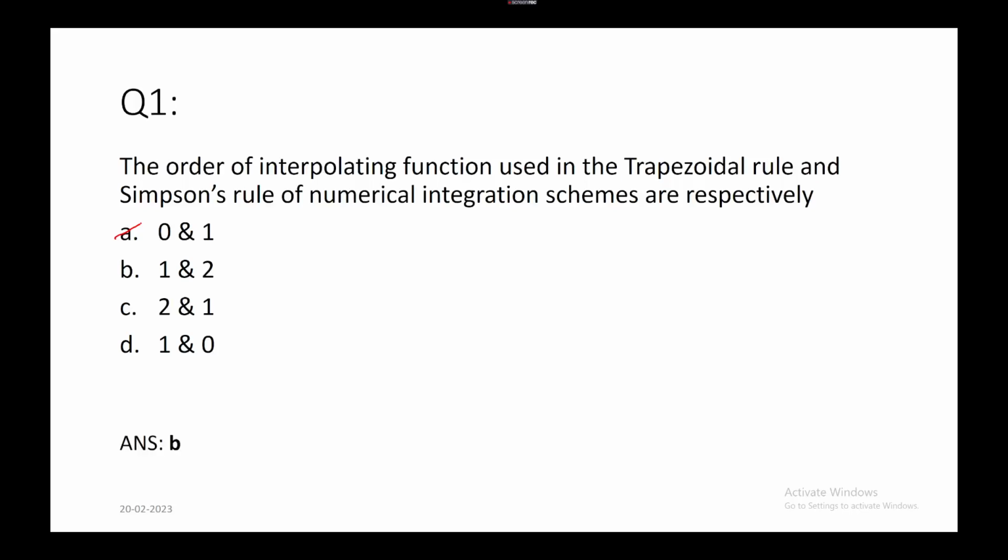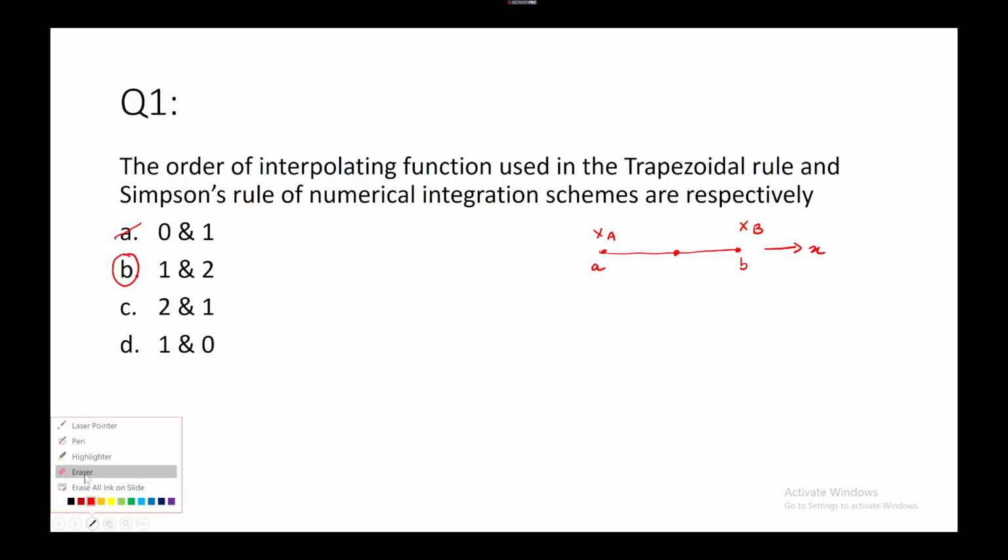So the answer is B, 1 and 2. We'll just recall what the trapezoidal rule is. When you have a domain like this from a to b, let us say this is x, and the value of x here is xa and here it is xb. Or, let us keep it as a and b for simplicity.